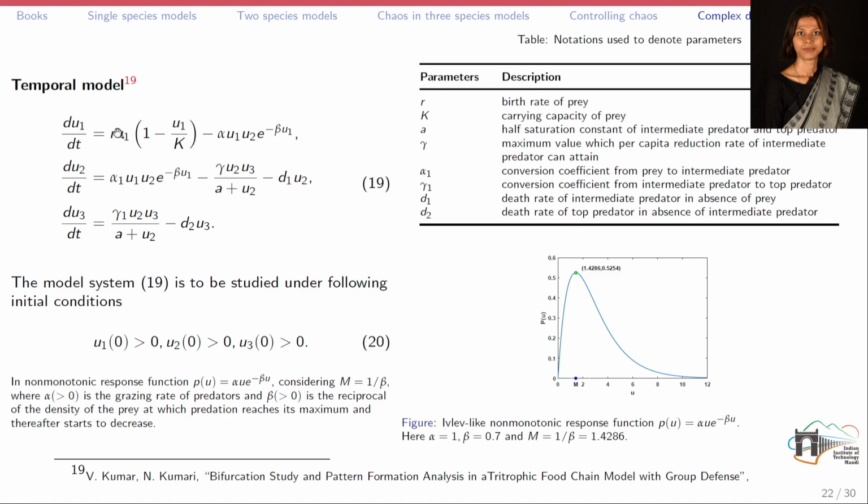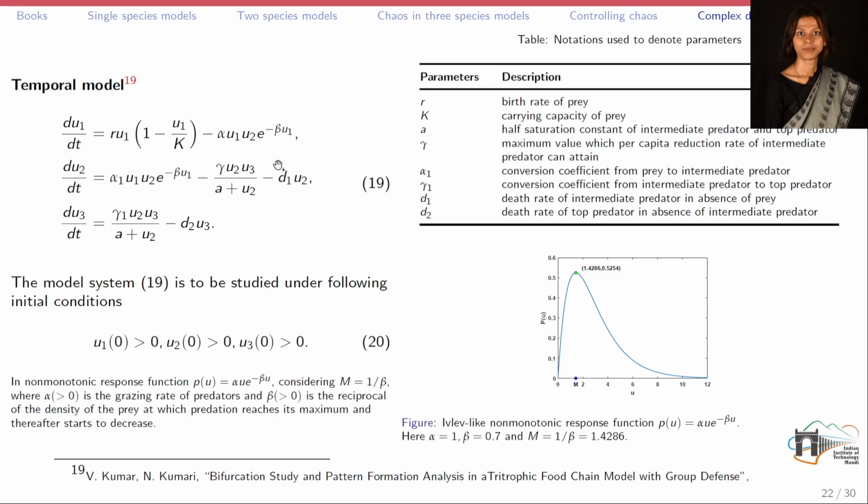So r is the birth rate of the prey, K is the carrying capacity of the prey, and a is the half saturation constant, small a. This is the half saturation constant of the intermediate predator as shown here. Alpha 1 is the conversion coefficient from prey to the intermediate predator. Gamma 1 is the conversion coefficient from intermediate predator to the top predator. Gamma 1 here, this one.